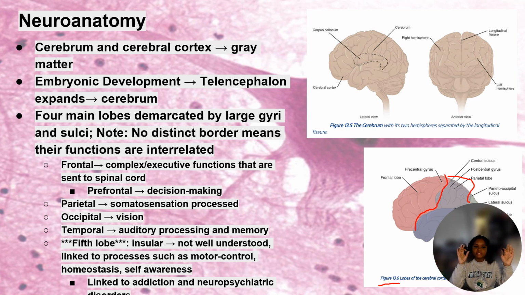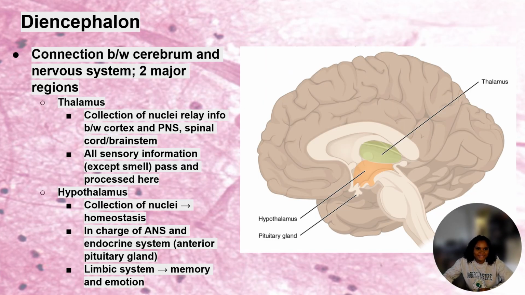And then there's this lobe that's kind of deep. It's the fifth lobe of the neuroanatomy of your cerebrum. Yes, there are four main lobes, but there is a fifth one called your insular lobe. Recent studies on it are not really well understood, but it is linked to processes such as motor control, homeostasis, which we know means the balance of your body to stay alive, very important, and overall self-awareness. It could be linked to addiction and neuropsychiatric disorders as well, we've seen. Again, not well known, but it is a fifth lobe that's important to note because it's in your textbook.